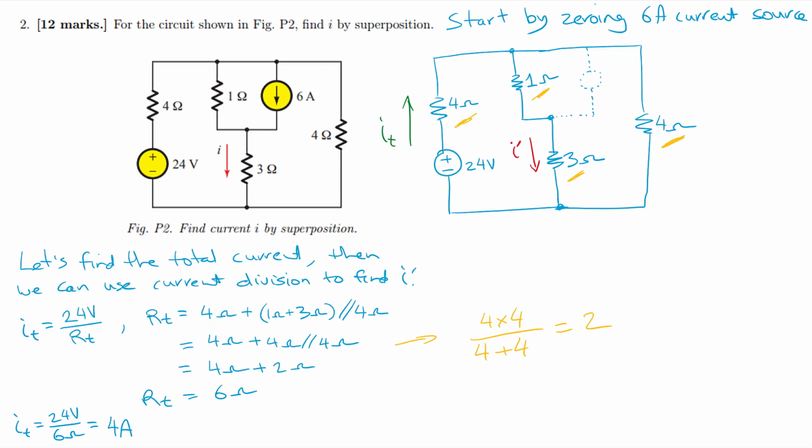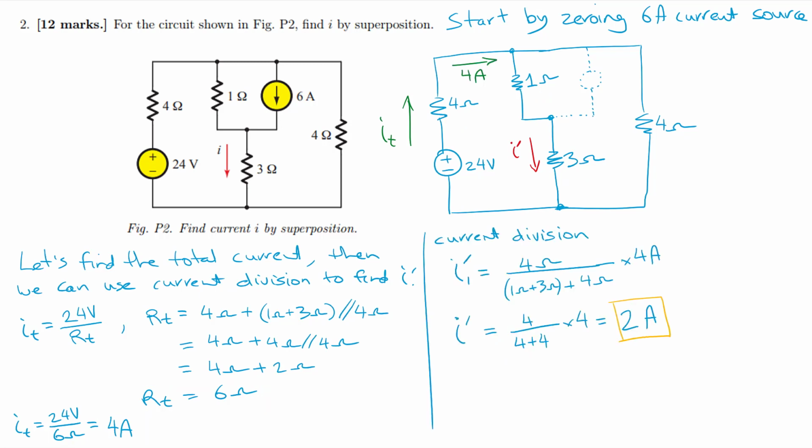So in the end, this RT is 6 ohms, and we can just plug it back into our equation, and then we get 4 amps for the total current flowing this way. So that's going to be 4 amps. And then we can use current division. For current division, we're going to have the current that we're interested in, which is this branch here.